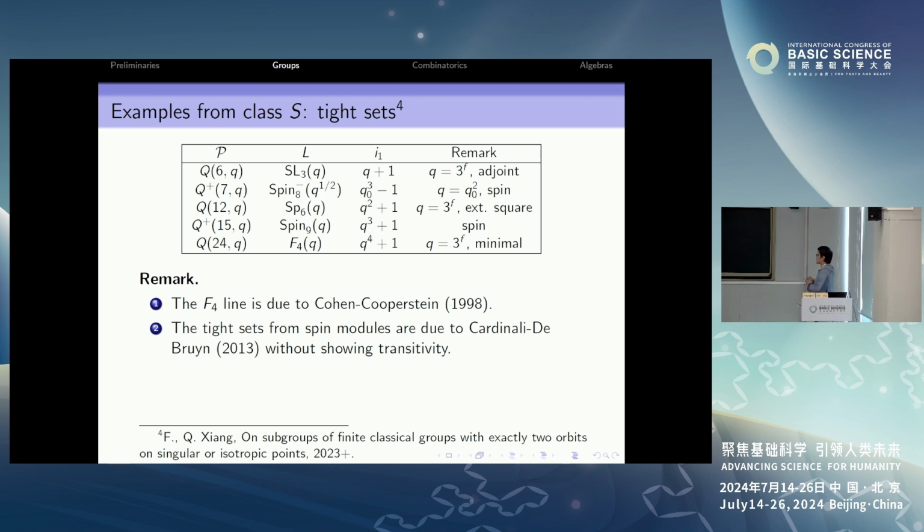For instance, in the last column, we have a 25-dimensional module which has F4, one of the exceptional groups of Lie type, as an automorphism group. This is a minimal module of F4. And the second from the bottom, which is Q plus 15Q, is the spin module of Spin Q. This comes from very detailed calculations involving the spinors.